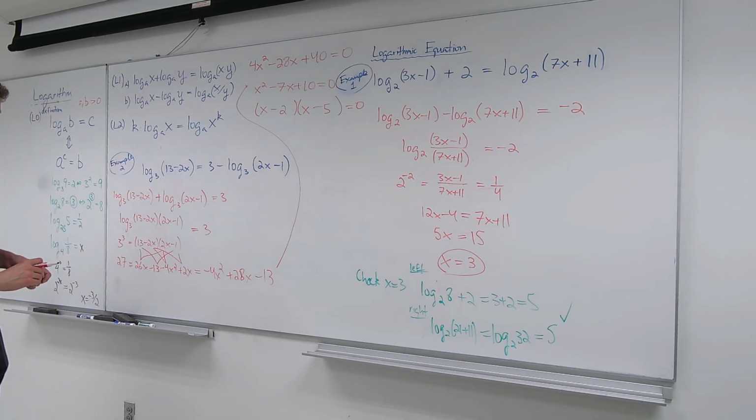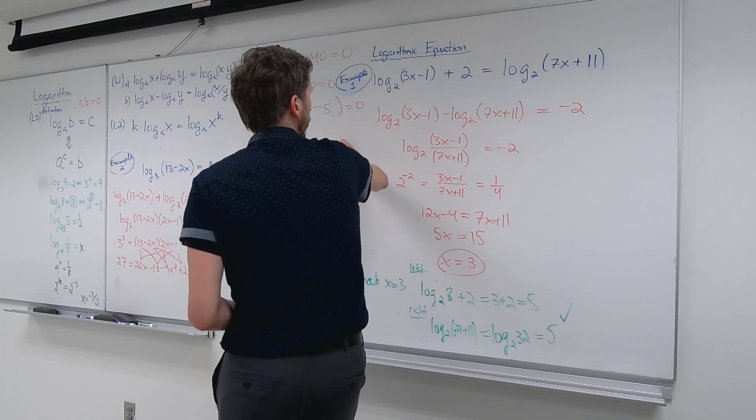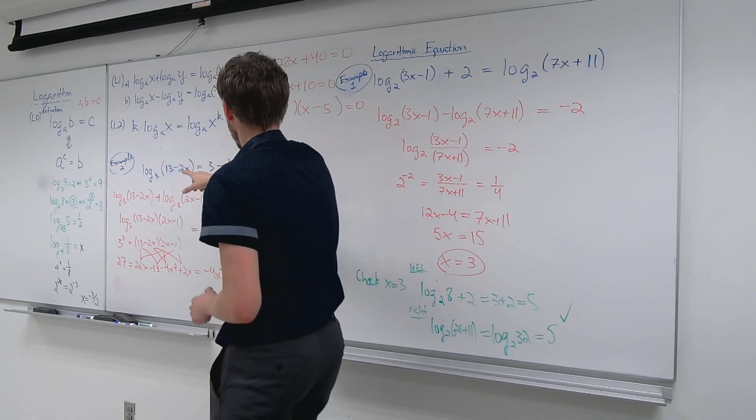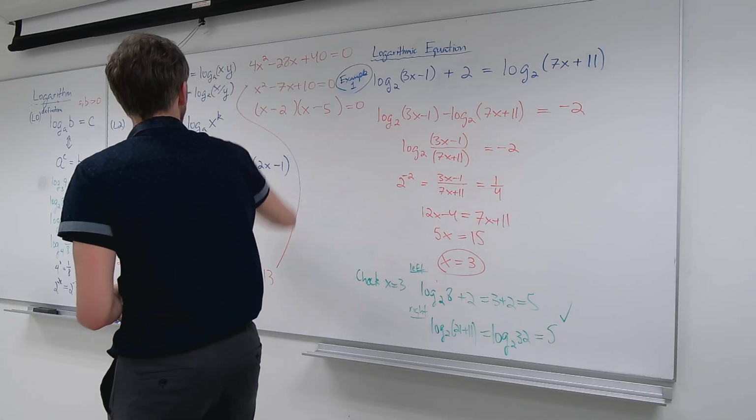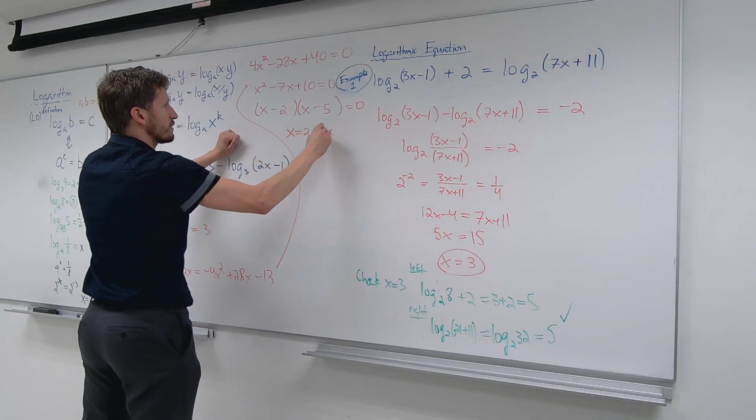Oh, positive. Oops. 1 second. Where did we mess up? I feel like we messed up somewhere. Let's see, anybody? Did we make a mistake? Let's see. Oh, we're doing which one? This one, right? Okay. So yeah, I think it looks good, right? And so what is x equal to? 2 or x equals 5, right?